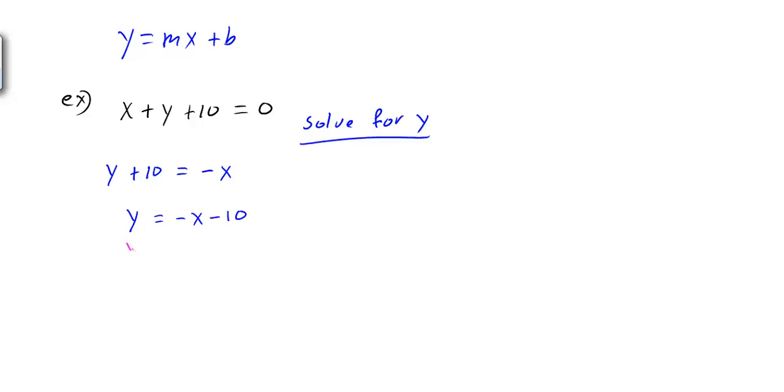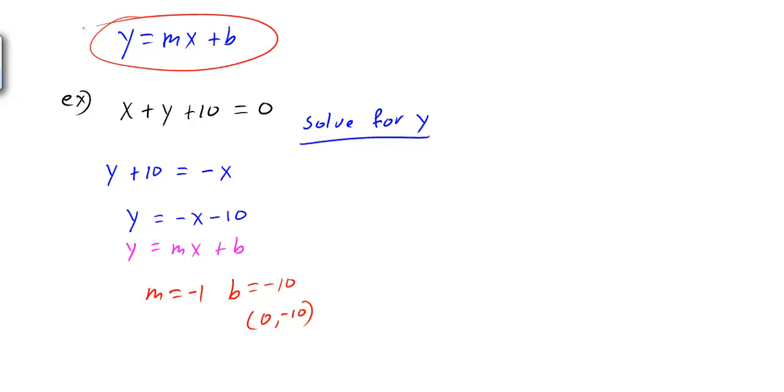And if you look, this is y equals mx plus b. So that tells us that our slope is just the coefficient of the x, so that's negative 1. And our b is equal to negative 10. So that gives us the point (0, negative 10). That is our y-intercept. So if you can write your equation in slope-intercept form, which is simply solving the equation for y, then you can quickly identify the slope and the y-intercept.